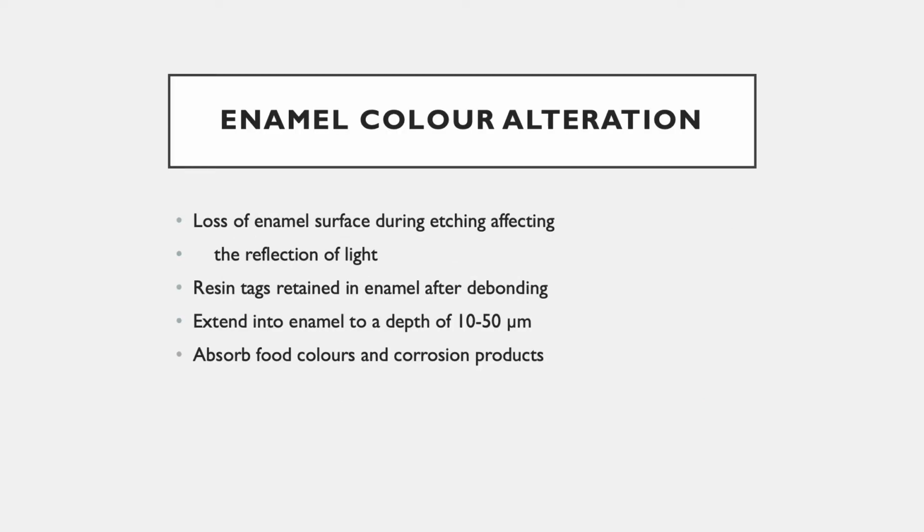Another side effect of the orthodontic treatment is enamel discoloration. It could be because of the enamel loss during the etching done at the bonding session, which affects the reflection of the light, or it could be because of the resin tags retained in the enamel after debonding. The extent of the enamel tags is 10 to 50 micrometers. These tags absorb the food color and corrosion products.